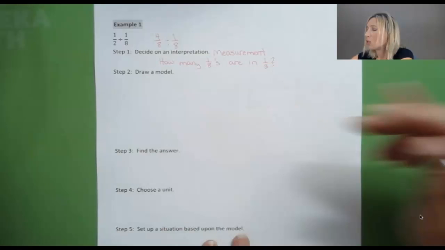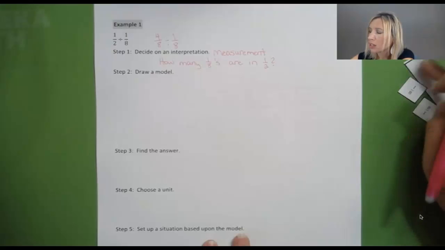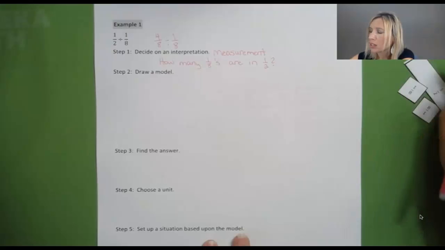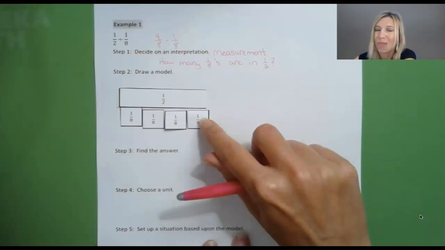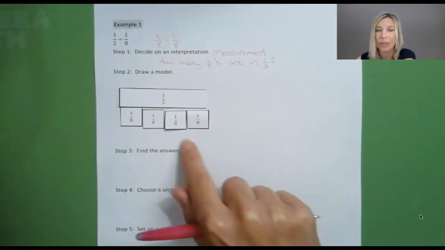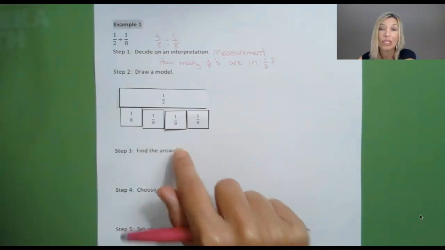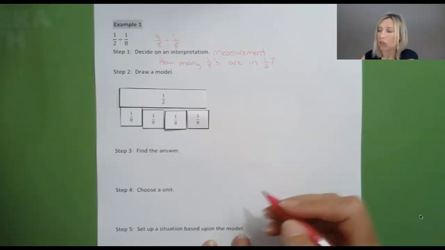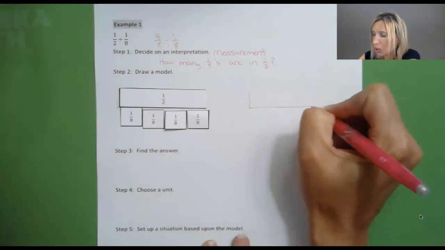And now it wants us to draw a model. You could also use your fraction strips. So let's take a look at what this would look like with our fraction strips. We can see that I could build this 1/2 and find out how many 8s are in 1/2. We see our answer here. Well, let's see what it looks like when we draw this model, because that's what the question asked us to do.